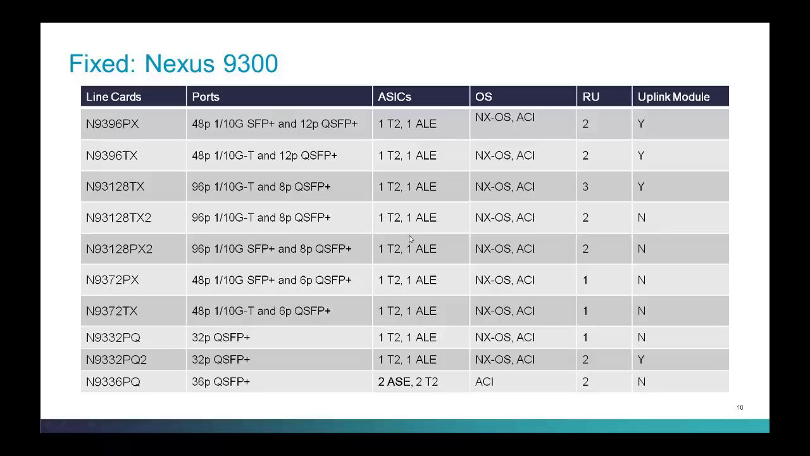And at the bottom, we have the fixed spine, which is what's known as the 9336PQ. That's the baby spine I was mentioning earlier, the only fixed switch you can use for the spine. Typically, we would recommend you use a chassis, because that will be the aggregator for all the leaves anyway, and all the potential line cards you might need for connections to those leaves. But if your scale-out solution isn't going to be that big, then these might be all you need. And obviously you've got to think of future growth as well. So these just run ACI. However, they have both the ASE and Trident chipsets.